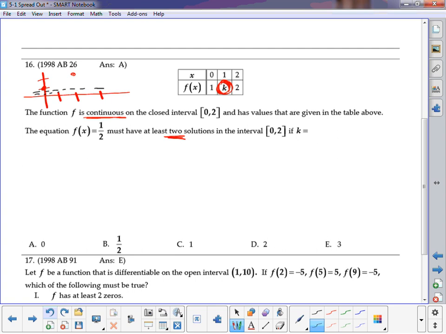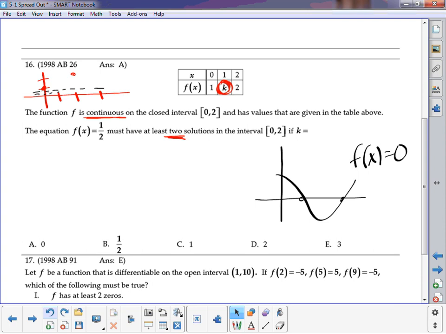What's the difference between solutions as in crossing the x-axis and solutions as in f of x equals 1/2? Yeah. So solutions crossing the x-axis means that our function equals 0. Here it's asking what are solutions that makes the function equal to 1/2. So we're wanting to know what does k need to be where our function hits 1/2 twice. Over here, what does x need to be that our function hits 0?